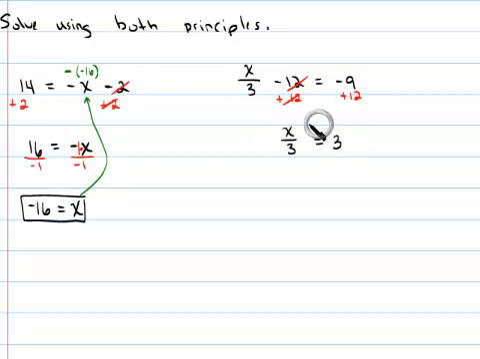Be real careful not to let your mind get ahead of you right now. Some students will say 3 divided by 3 is 1, so x is 1. It's not correct. x divided by 3, something divided by 3 is 3. That's your answer, whatever that something is, and it's got to be 9.